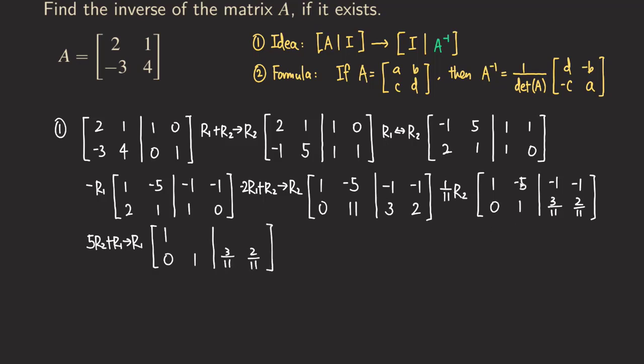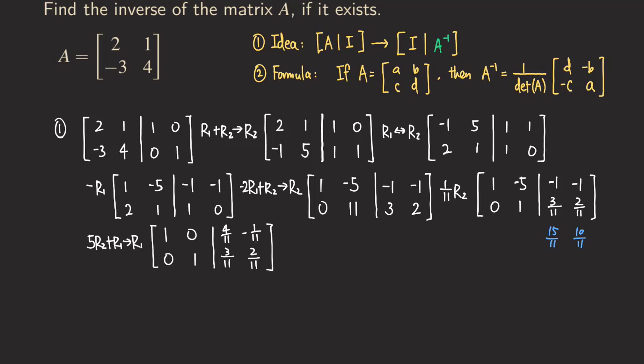Multiply by 5, then we get 0. Multiply this by 5, what do we get here? We get 15 over 11 minus 11 over 11, which is 4 over 11. And then what about the other one? Multiply this by 5, so we get 10 over 11, minus 11 over 11. So we are going to get negative 1 over 11.